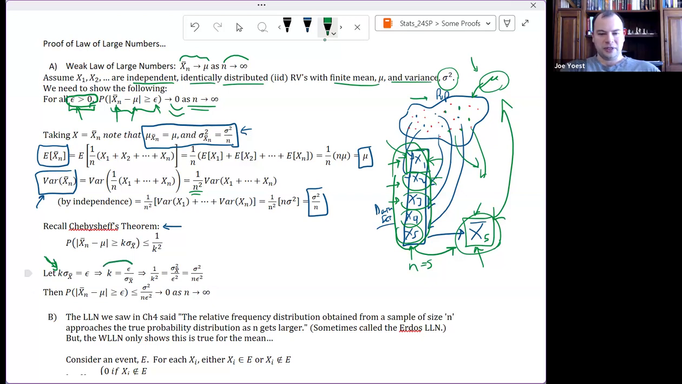This says that 1 over k squared is sigma x bar squared over epsilon squared. But I know what sigma x bar squared is. I know what the variance of x bar is. That's just sigma squared over n. So this is sigma squared over n with an extra epsilon squared on the bottom.